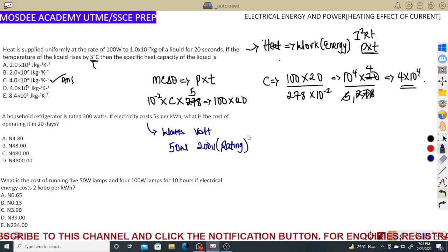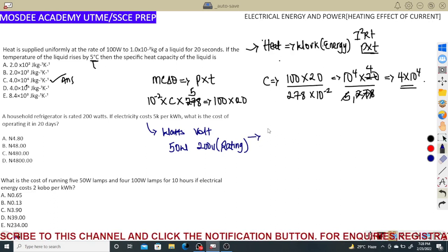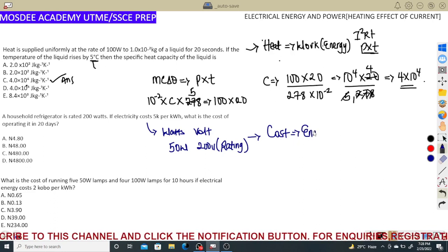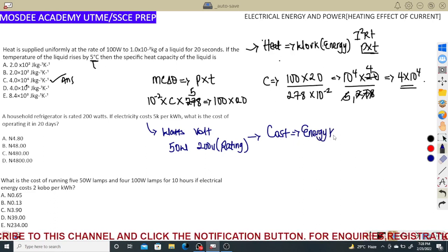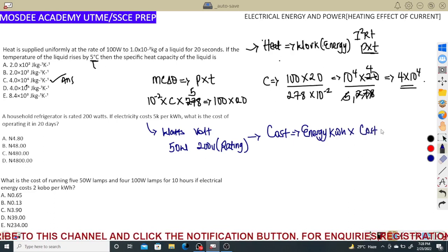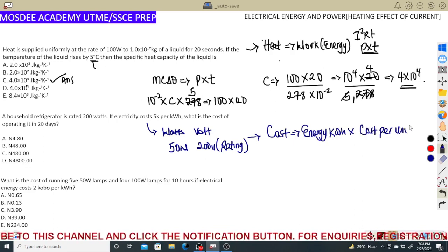Now, when we talk about cost, an important, short concept, the cost of electricity: cost is always energy in kilowatt hour, multiplied by cost per unit. So I think it is better not to talk of too much concept.